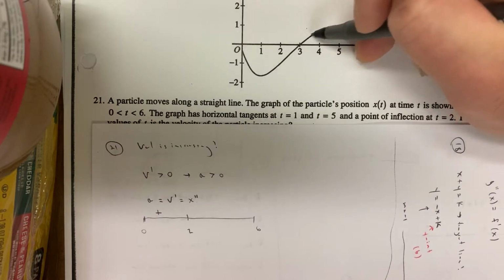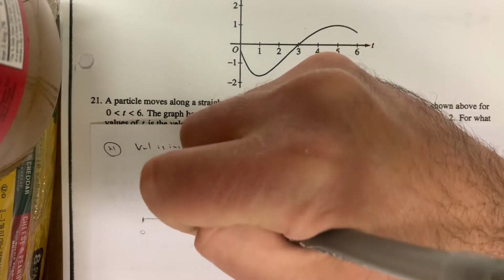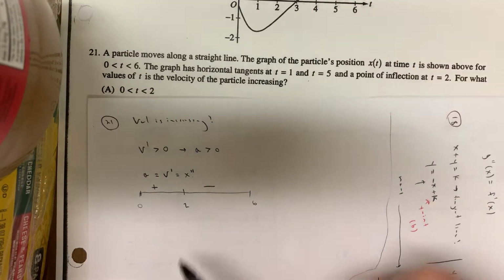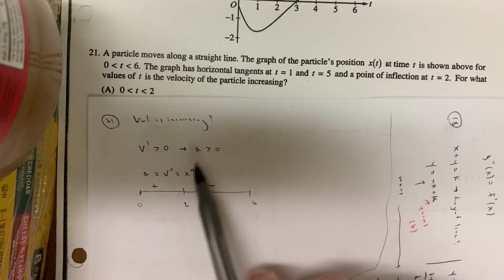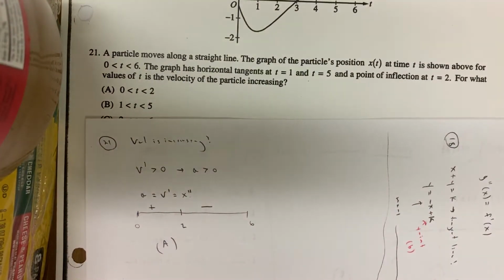And then you can see the rest of the way from 2 to 6, it looks like an N, which means it's concave down. Okay, and right there, if you want to know when the velocity of the particle is increasing, that's when acceleration is positive. That's from 0 to 2, which is multiple choice selection A.